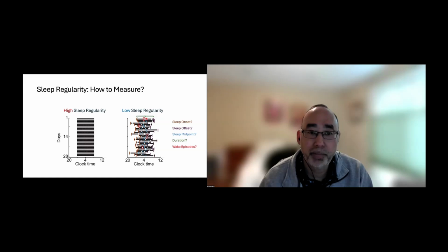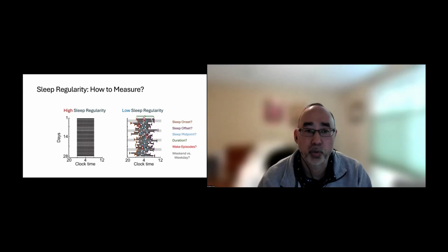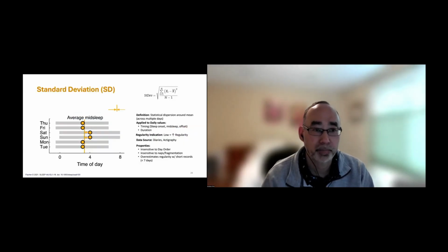How about these wake periods? Obviously, the fact that you have broken up or fragmented sleep should play a factor in your regularity too. So, how do you incorporate that? And then there is the weekend versus the weekday effect as well. People tend to sleep longer and later on weekends compared to the weekdays. So, how do you incorporate that in your regularity metric?